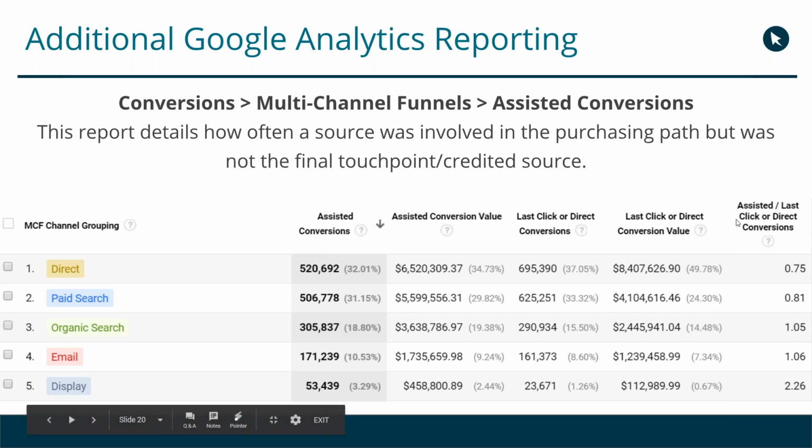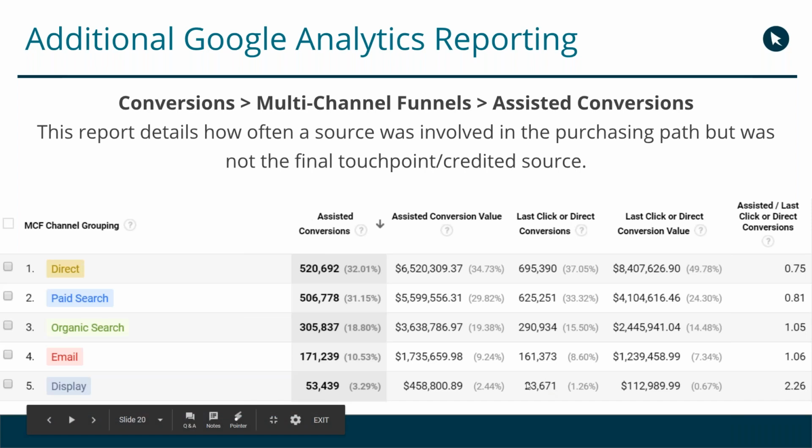So I think the kind of hard and fast takeaway from this slide is focus on the right side, the last column here. The last column is an expression or a metric of the assisted value divided by the last click value or the direct value. And the higher this is, the more of an introductory campaign or introductory tactic this is.